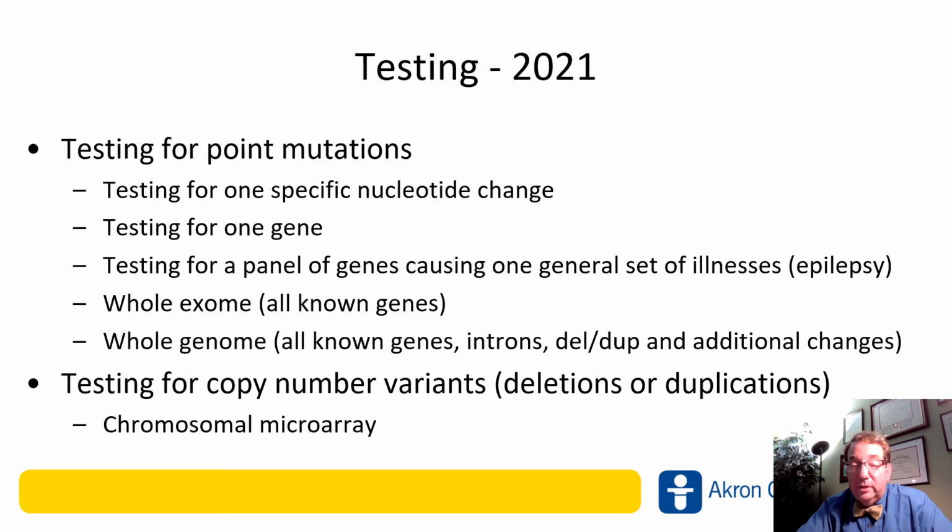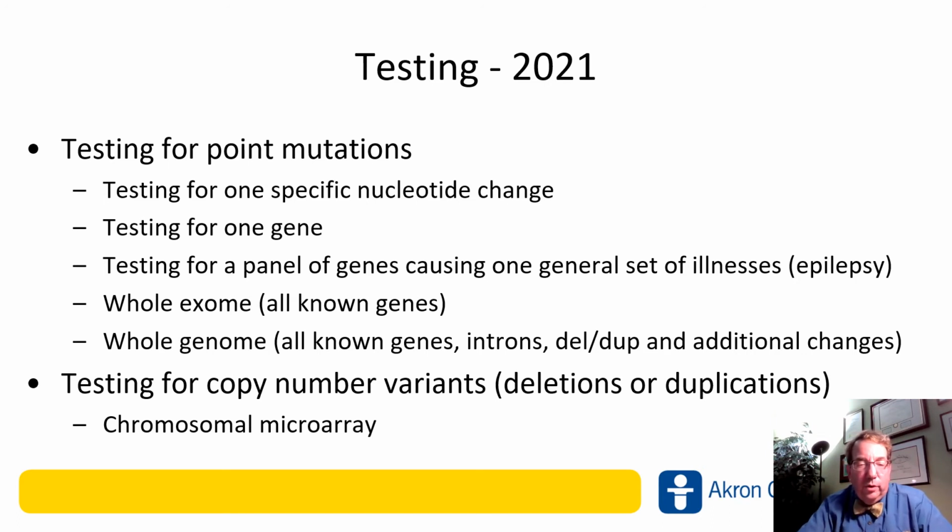So companies have formed panels of genes that address one specific illness. Leigh syndrome is a 75 gene panel. Epilepsy, there are panels that range between 250 and 500 genes that test for all the known genetic disorders that result in epilepsy.